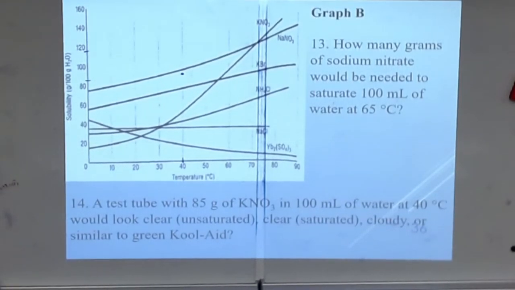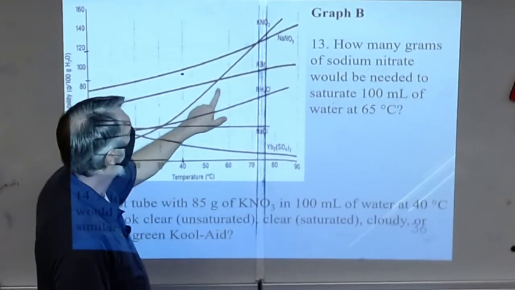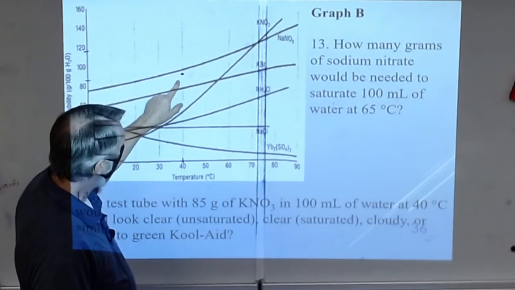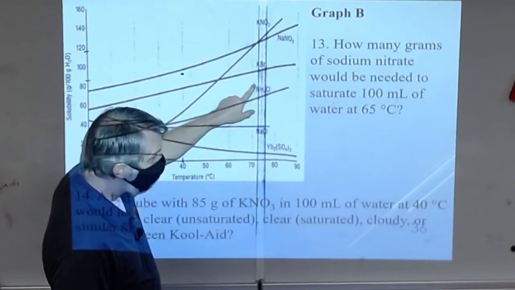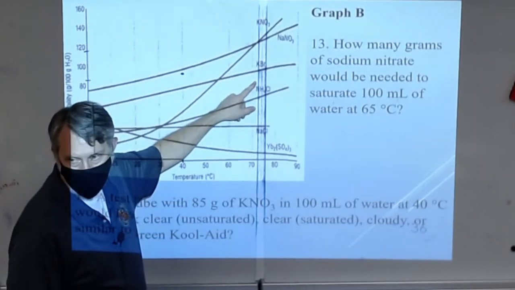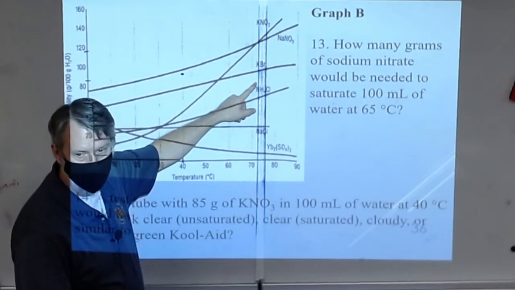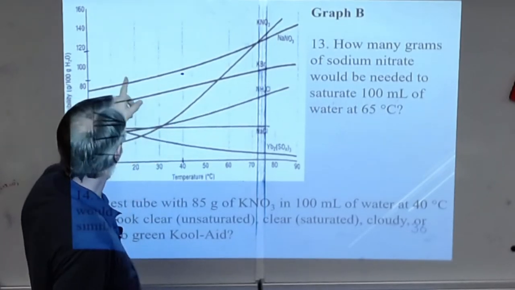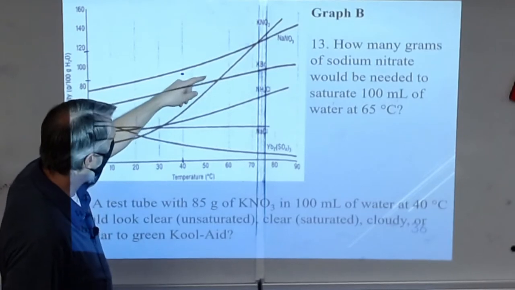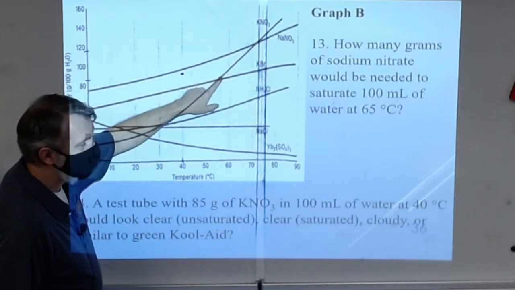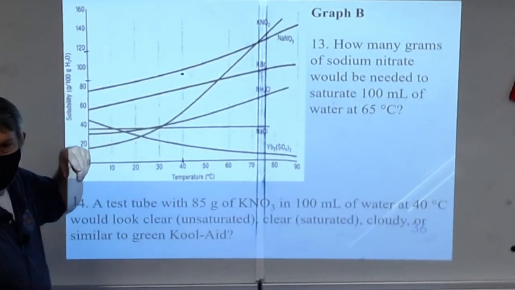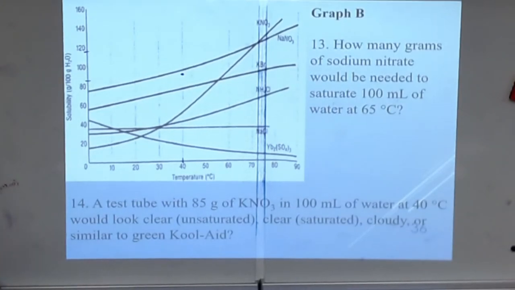I would guess you would put cloudy, but super saturated is what I'm looking for. 85 grams of potassium nitrate. And again, you've got to watch this line, because if I had 85 grams at 70 degrees, that would be unsaturated because it would be under the line. And if I had 85 grams at 55 degrees, that would be saturated. That would be right on the line. So it's very temperature dependent.